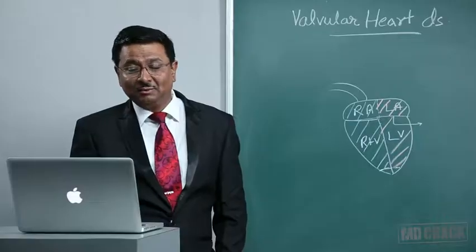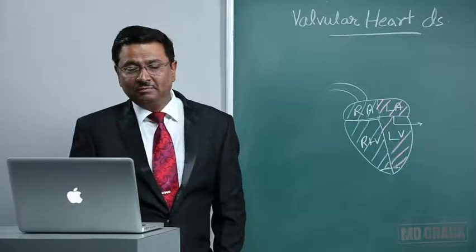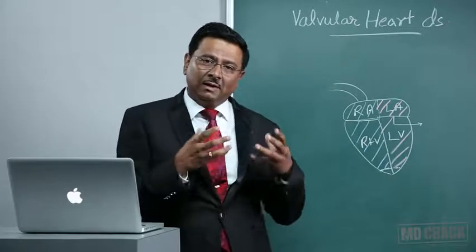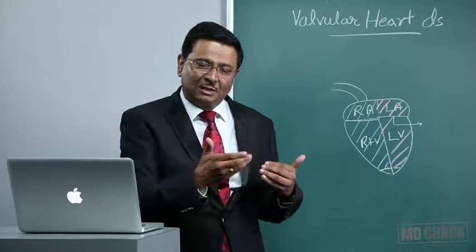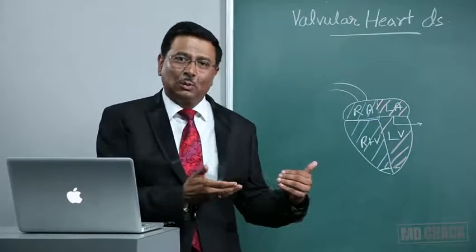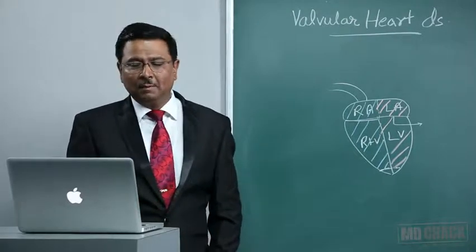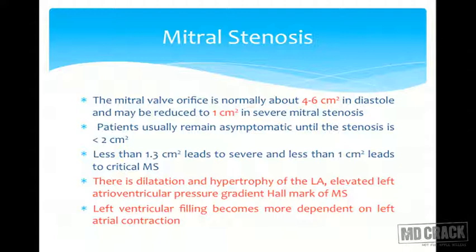Again, an important fact to note from MCQ perspective, they give you an option that in cases of severe mitral stenosis, the mitral valve orifice is 6 centimeter square, 4 centimeter square, 3 centimeter square, or 1 centimeter square. So the answer is 1 centimeter square in severe mitral stenosis. Patient usually remains asymptomatic until the stenosis is less than 2 centimeters square. Less than 1.3 centimeter square leads to severe, and less than 1 centimeter square leads to critical mitral stenosis.